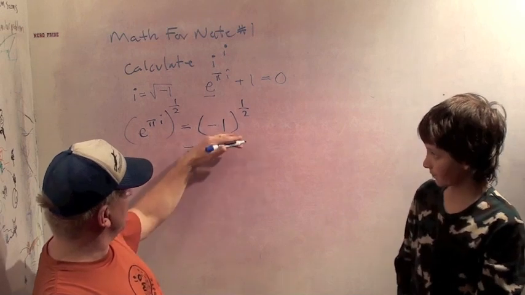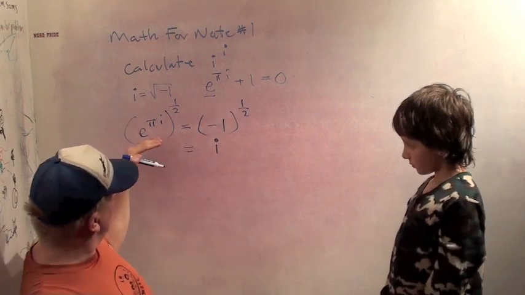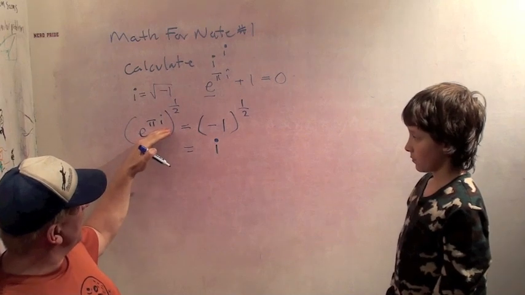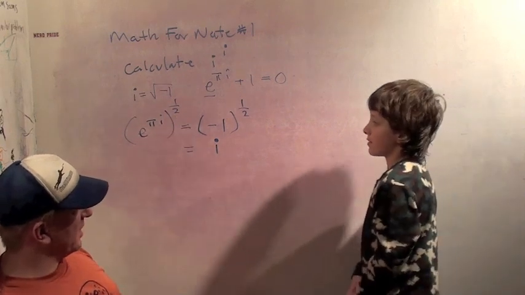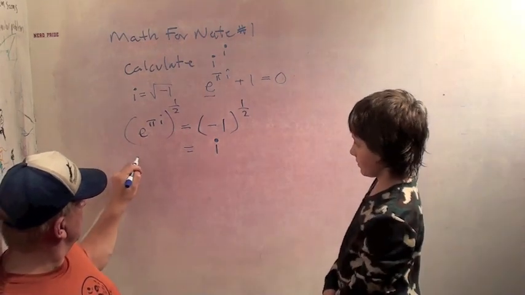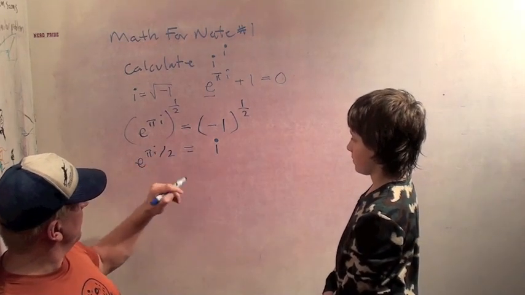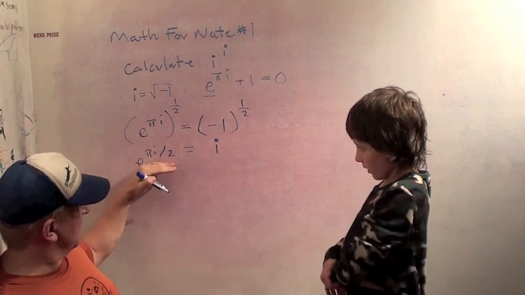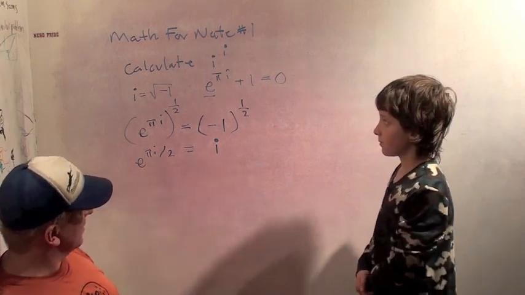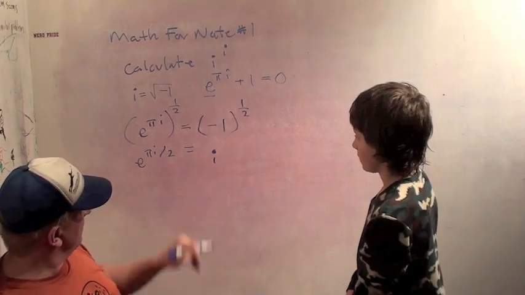Now this side of the equation becomes i, the square root of -1. When you have something that's already to a power and you raise it to another power, what is that? You multiply the powers. So I get e to the pi i over 2, and that equals i. Let me get this down a little lower because we're running out of room.